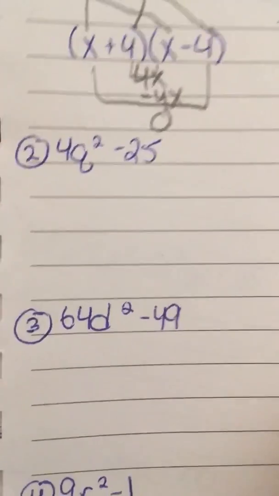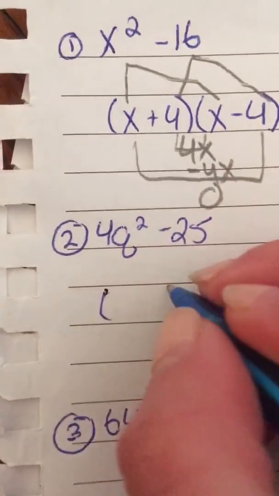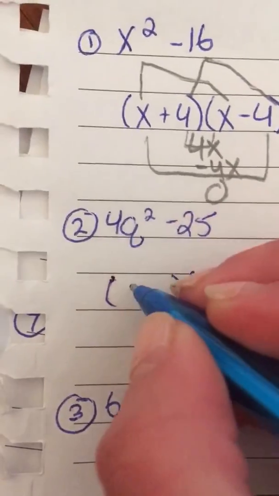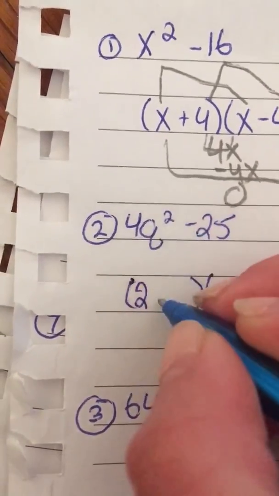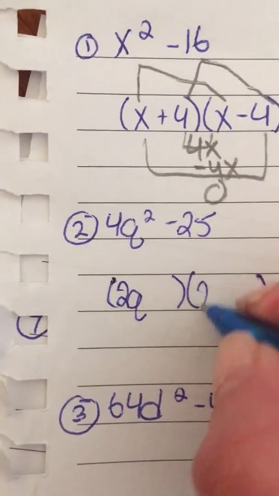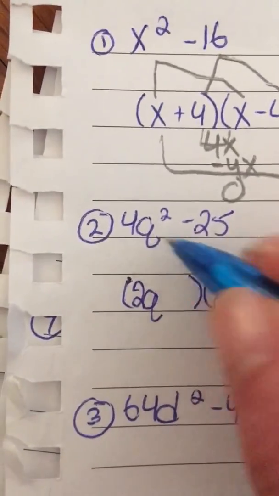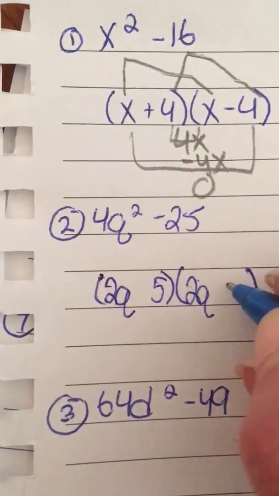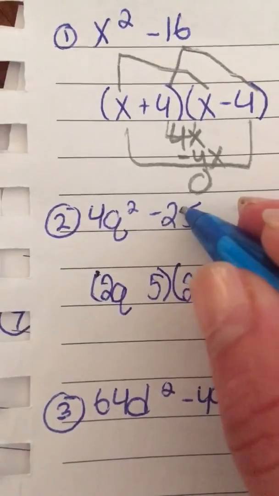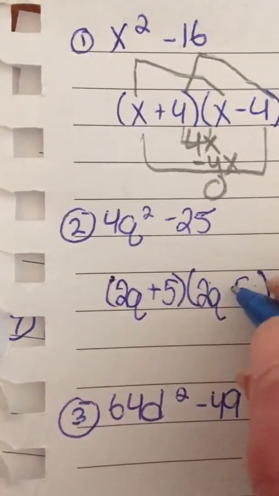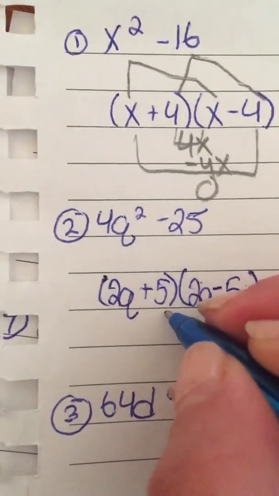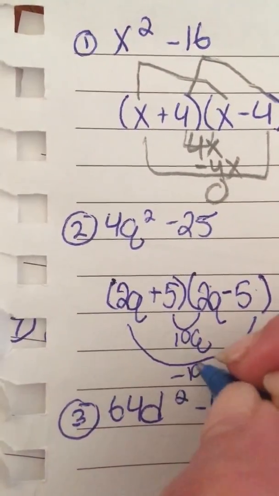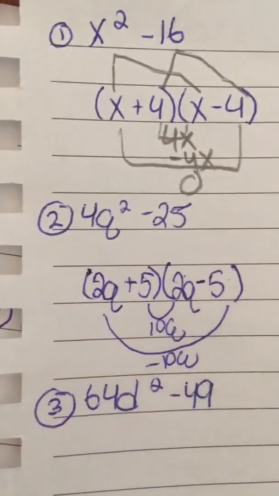So 4q squared minus 25. Let's set up our parentheses. Look at the first term. Square root of 4 is 2, right? Square root of q squared is q. So 2q is going in your first spots because those would multiply to 4q squared. Square root of 25 is 5. 5 times 5 would be 25, but you need one plus and one minus. That way when you do inner and outer, that would be 10q, that would be negative 10q, and they cancel out to 0 in the middle.